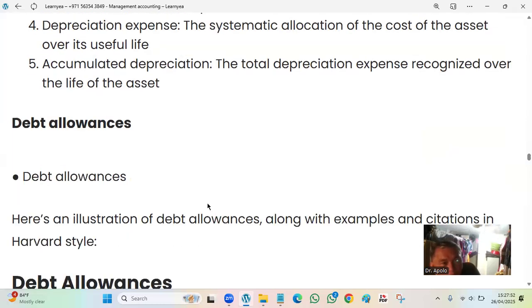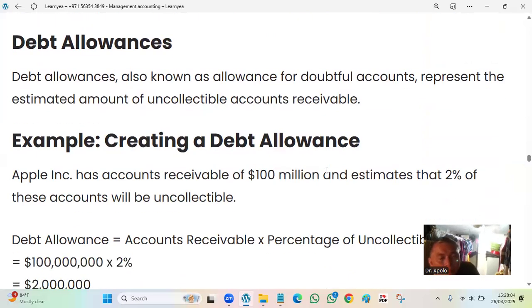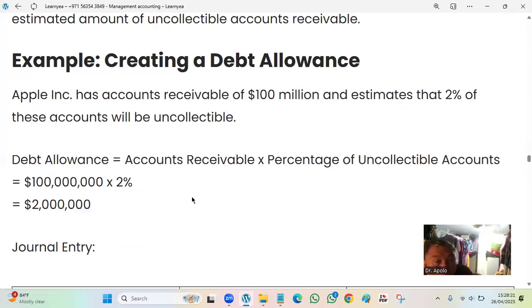Debt allowance. So here's the debt allowance, also known as allowance for doubtful accounts, representing the estimated amount of uncollectible accounts receivable. So creating a debt allowance: Apple has incurred receivables of 100 million and estimates that 2% of these accounts will be uncollectible. So the debt allowance will be accounts receivable times the percentage of uncollectible accounts, or 100 million times 2%. So 2 million.